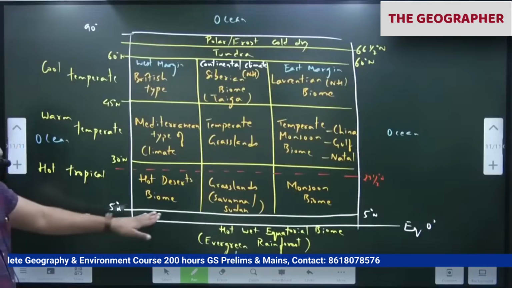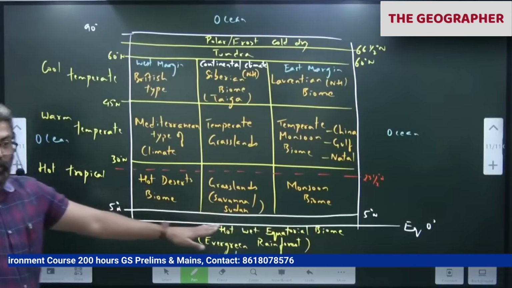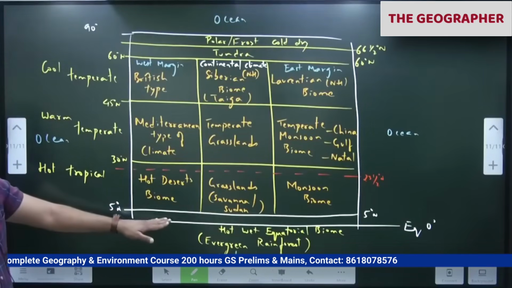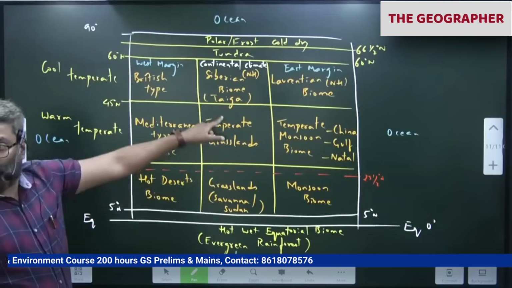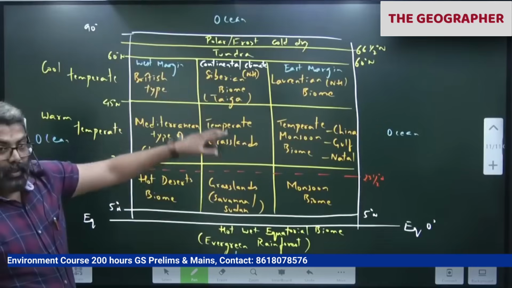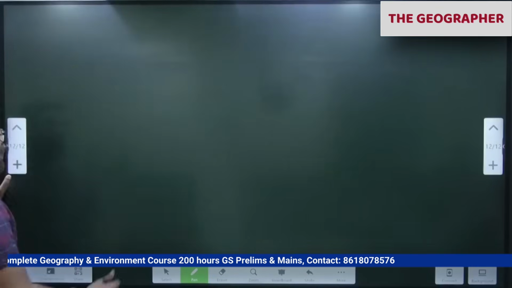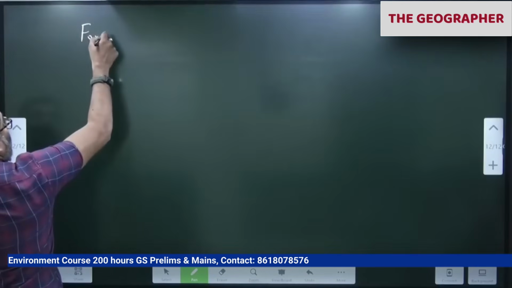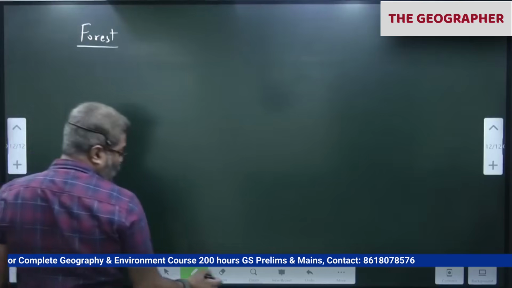Okay, so we have covered the first one here, this hot, wet equatorial climate biome. We'll see these two now, quickly. I am going like this because these are the ones which are important. Grassland, next word is grassland. So first, all of you notice the forest, the Amazon forest you noticed.